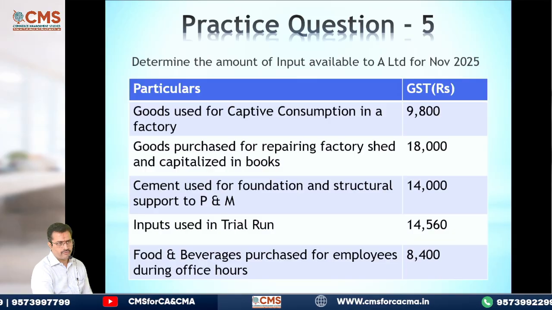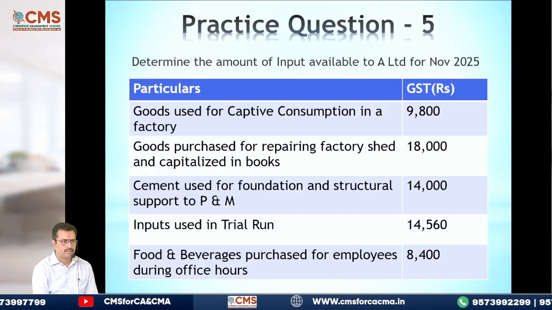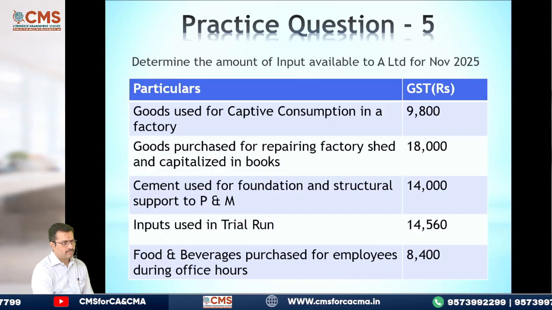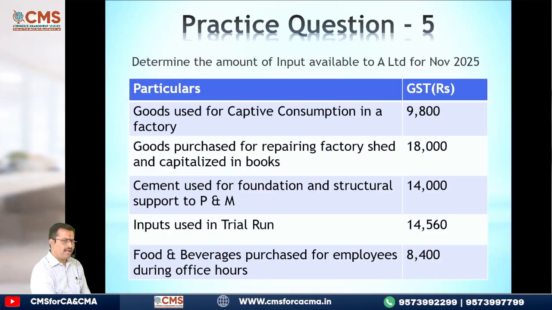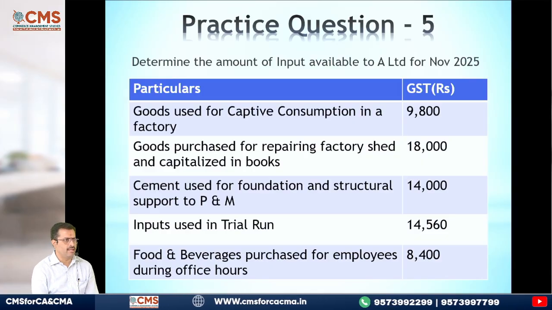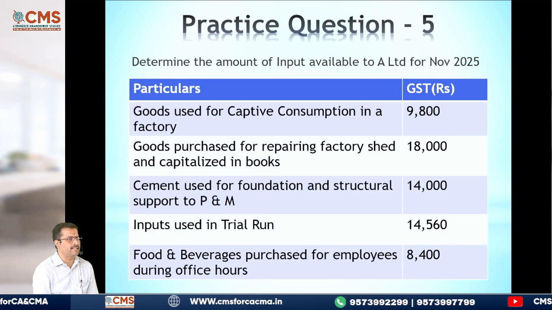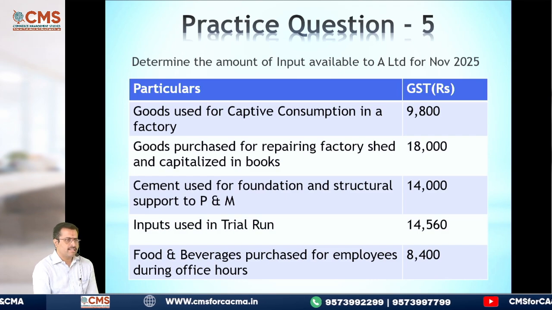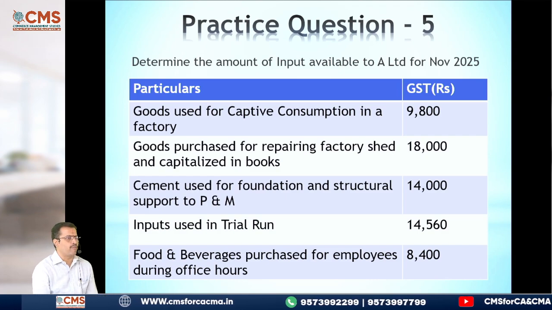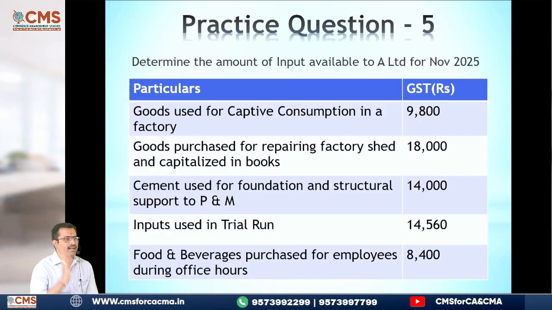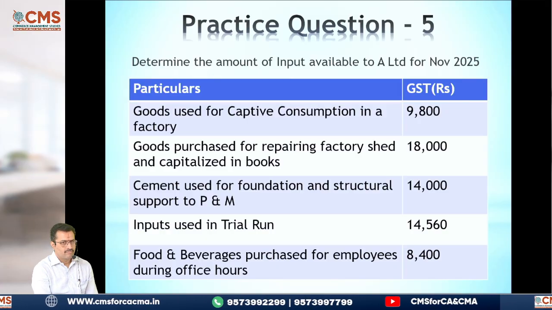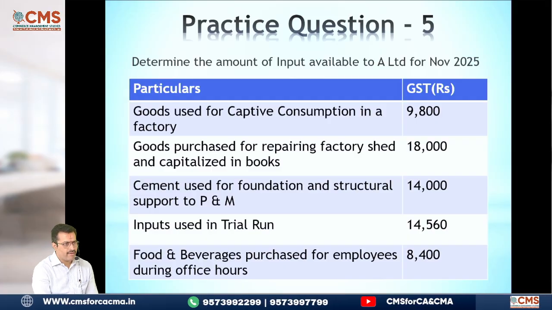Sure? The factory shed is immovable. Later on it can be dismantled, no? Let it be capitalized in the books. See, just because it is capitalized, that doesn't mean ITC is not available. Even if it is capitalized, you can claim the ITC. For capitalized goods, only one thing: immovable property should not be there. It can be plant and machinery. So you can avail the ITC.